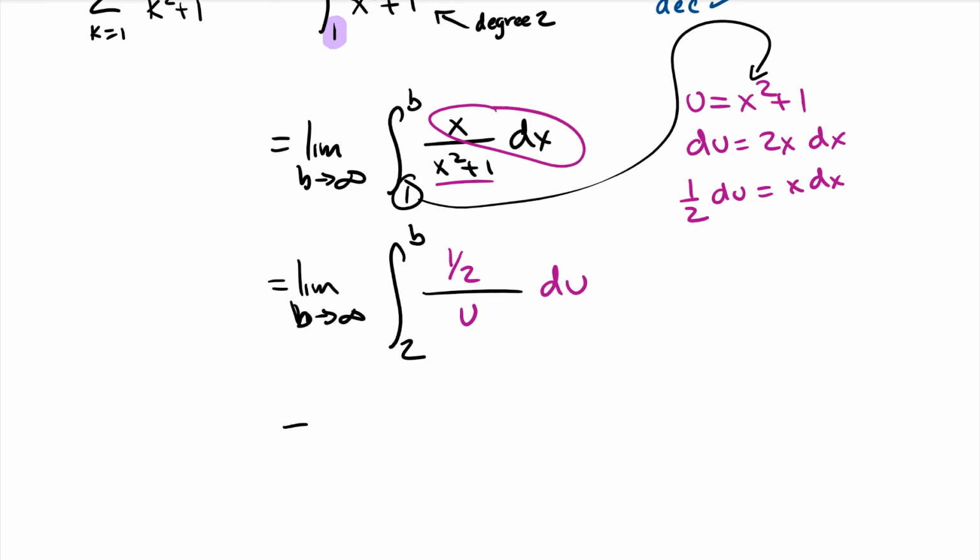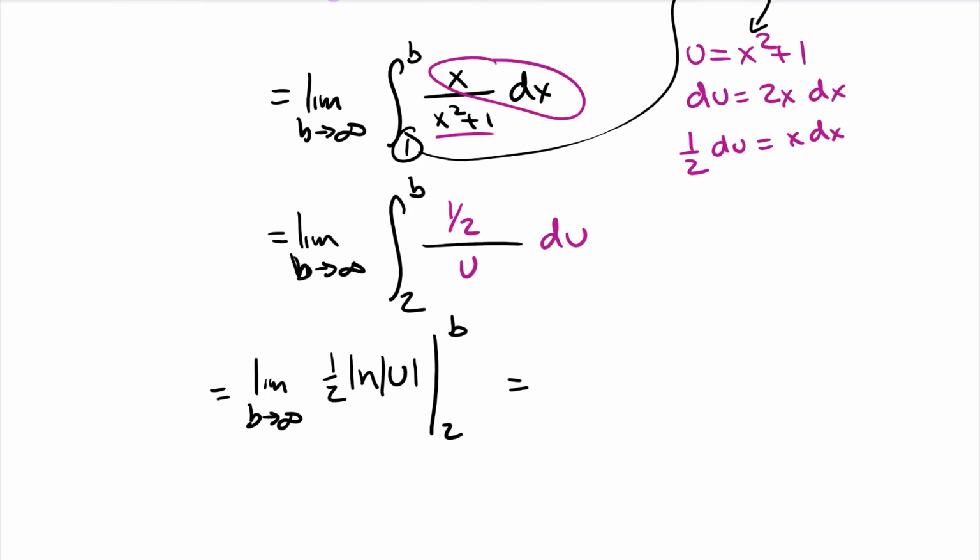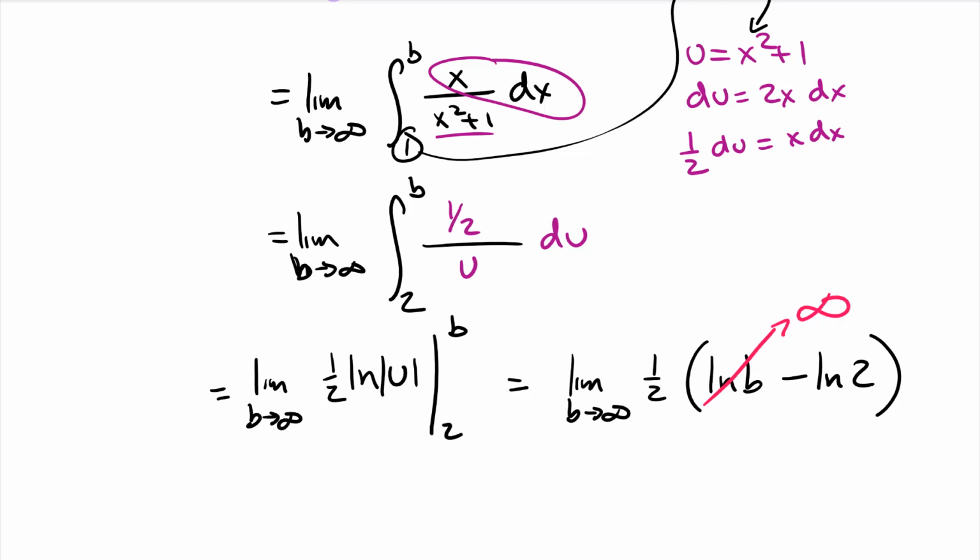Now we can evaluate. So this is going to be 1/2 the natural log of the absolute value of u, from 2 to b. And oh no, I forgot my limit. It's the limit as b tends towards infinity. We've done all this. So we have the limit as b tends towards infinity of 1/2 of ln of b minus ln of 2. That's just a number. But as we plug this in, that goes to infinity. Doesn't it? ln of infinity, big quotes around that. There's no such thing as ln of infinity. It goes to infinity. Therefore, this goes to infinity.